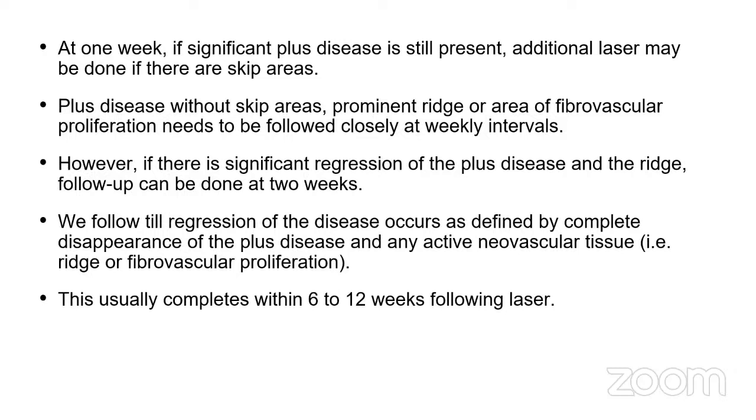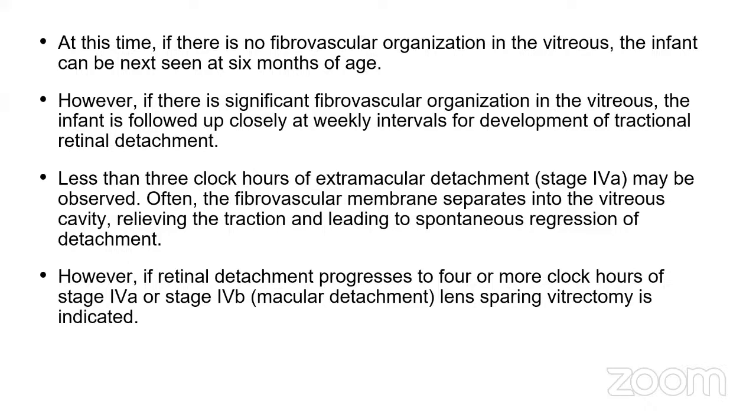Plus disease with skip areas, prominent ridge or area of fibrovascular proliferation needs to be followed closely at weekly intervals. If there is significant regression of plus disease, then follow-up can be done at 2 weeks, till regression of disease is complete, with complete disappearance of plus disease and any active neovascular tissue. If it has completely disappeared, then it is called regressed ROP. This usually completes within 6 to 12 weeks following laser.